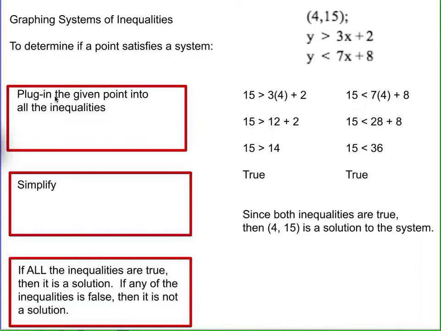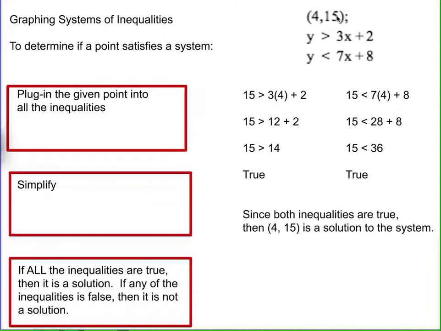We're going to learn to graph systems of inequalities. First, to determine if a point satisfies a system, we plug in the given point into all the inequalities of the system. We simplify. If the inequalities are true, then it is a solution. If any of the inequalities is false, then it is not a solution.